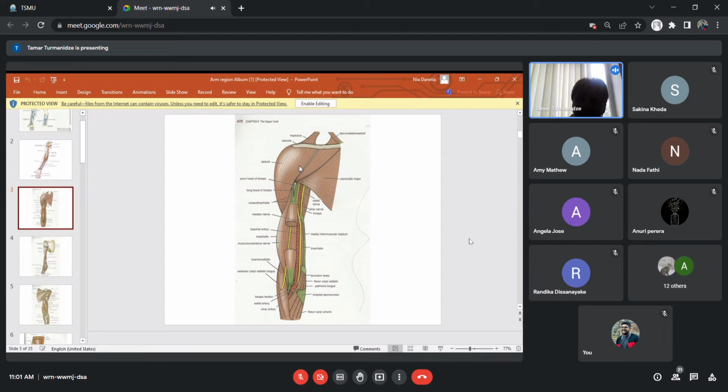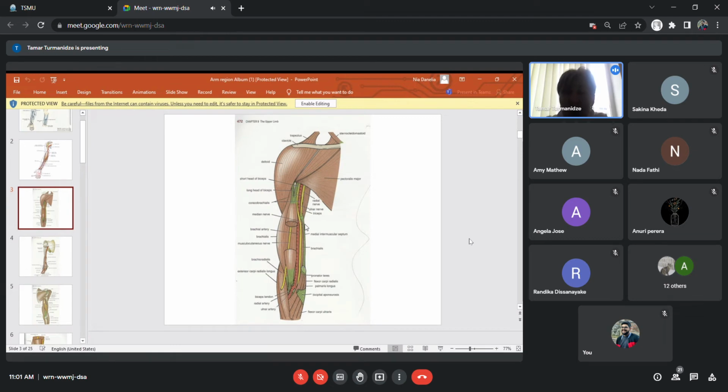Brachial artery and veins we have told. Now let's start explaining the nerves. And first of all, muscles. What we have told, which is present in the anterior compartment of the arm, we have told three muscles are located: coracobrachialis, biceps, and brachialis muscle.